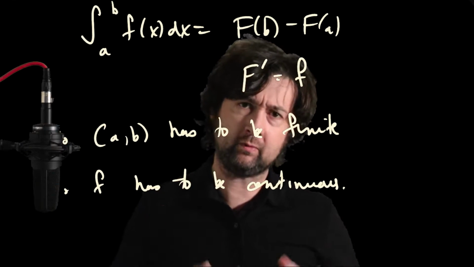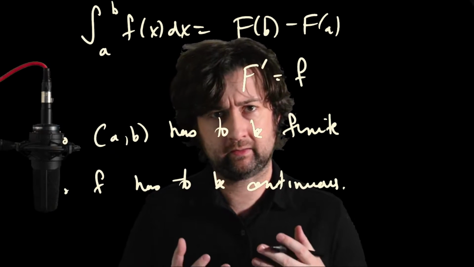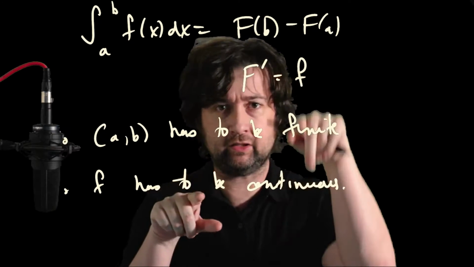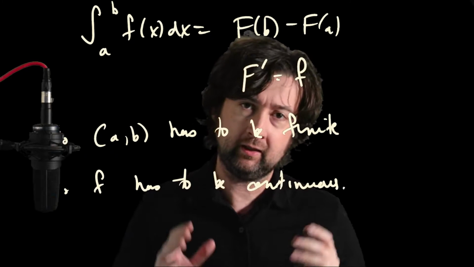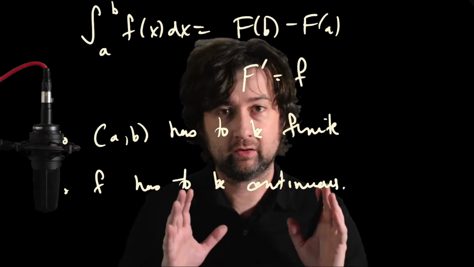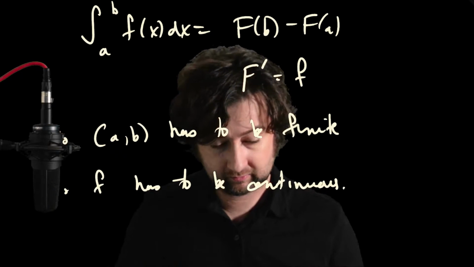Now, there are ways that you can break this up with what are called removable singularities, where maybe the function is defined in one way and then it jumps and it's defined some other way. But the pieces have to be continuous. In particular, what that means is no asymptotes.